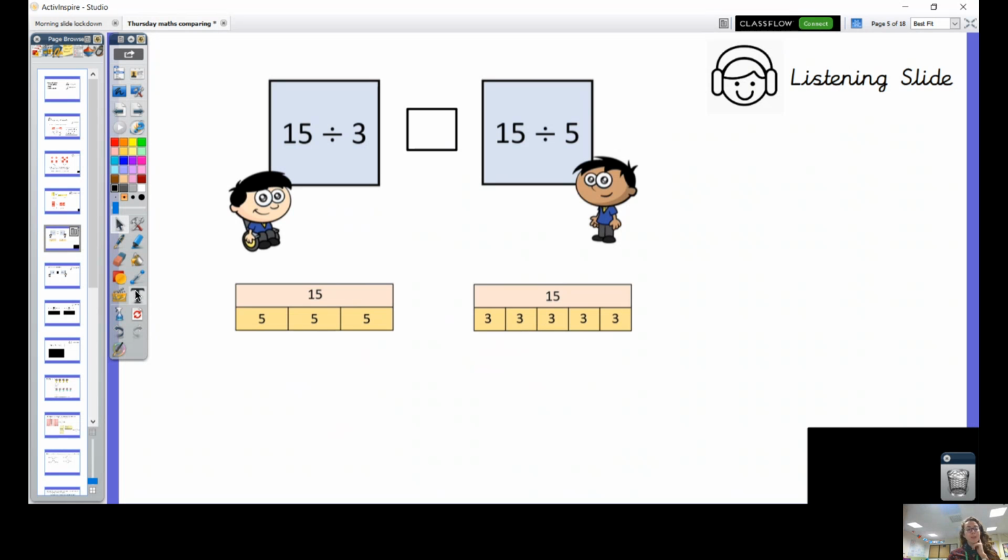So think about who has got the greater card. Who has won this game? 15 divided by 3 is greater than 15 divided by 5, because this calculation has got larger groups. So we could say that this boy here, on this occasion, won the game.